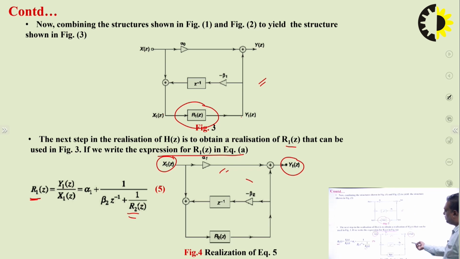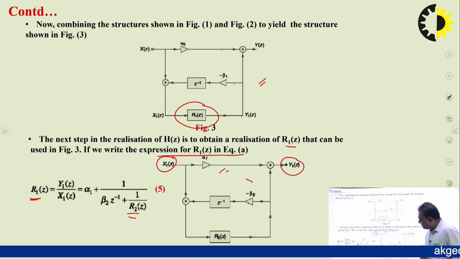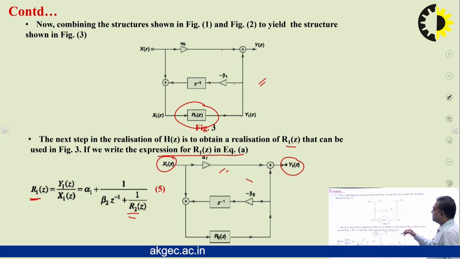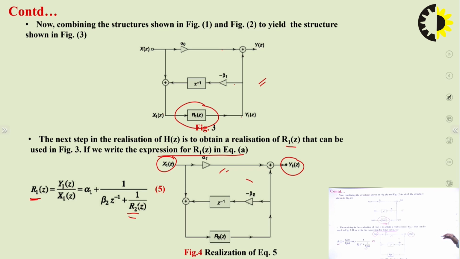So what happened now, we will replace this r1(z) by this complete structure. So you have a structure like this part, and instead of this part we have this part. But again r2(z) is there, which can be further divided. So the overall realization structure is like this. Like we have split h1(z) in the form of r1(z), we can split r1(z) in r2(z) form, and further r2(z) can be continued into r3(z) form, until we have covered all the coefficients.